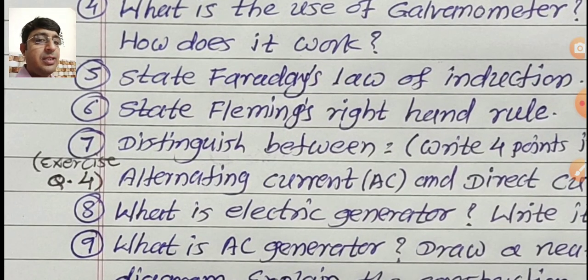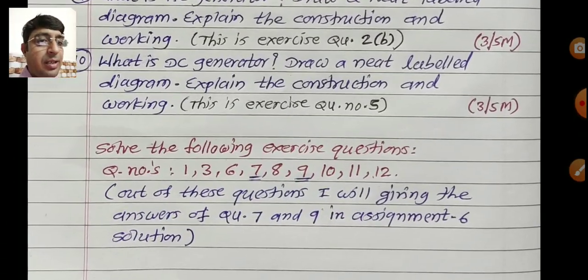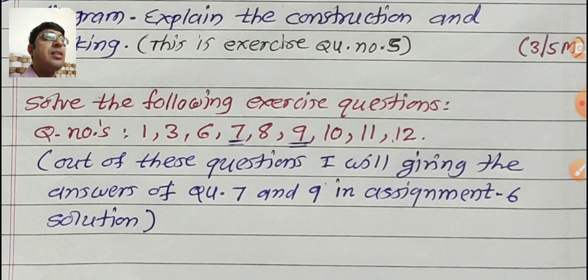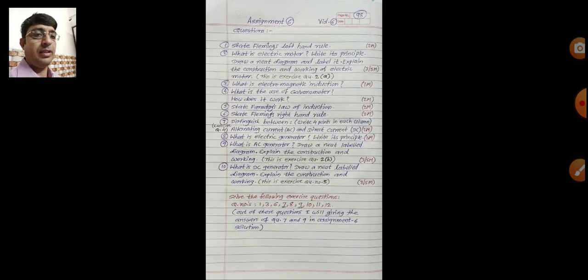The distinguish question is given in exercise also, question number 4. So you write only one time the answer of these questions. And at the last, solve the following exercise questions. Question number 1, 3, 6, 8, 10, 11, 12. Question 7 and 9: out of these, I will give the answers of question number 7 and 9 in assignment 6 solution. Okay, so in this way we complete this lesson number 4, effects of electric current. Whatever points are given in our textbook, we are trying to complete it. Thank you.